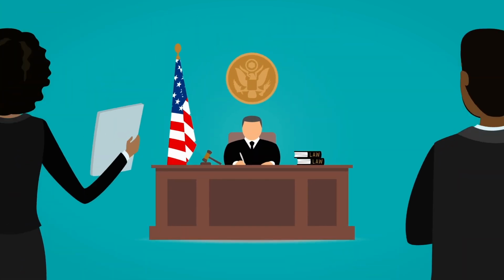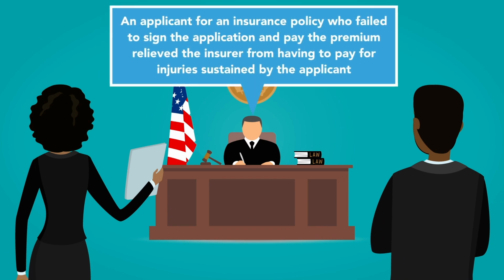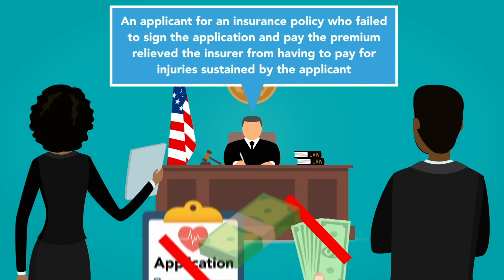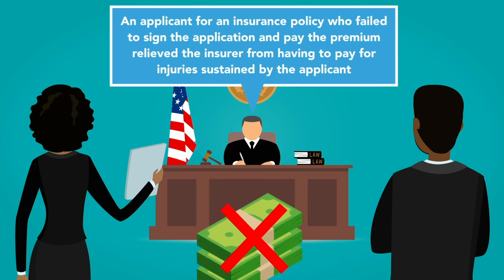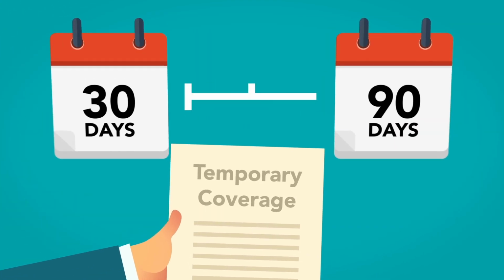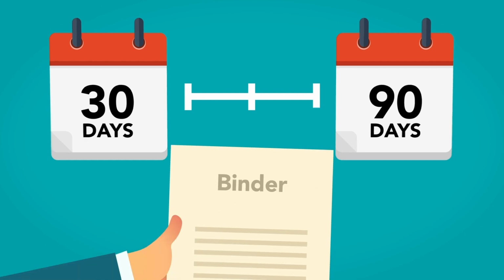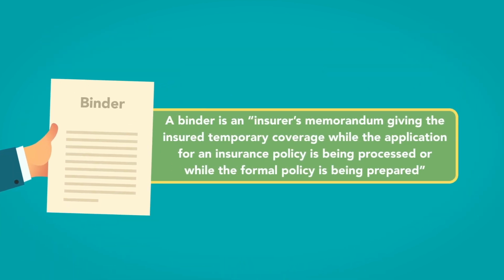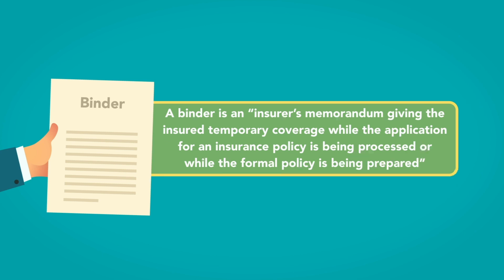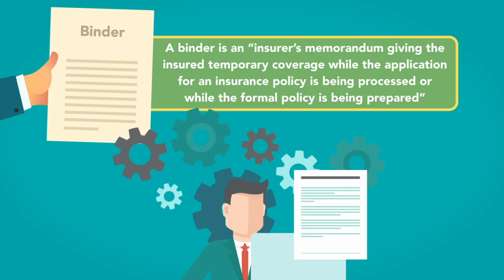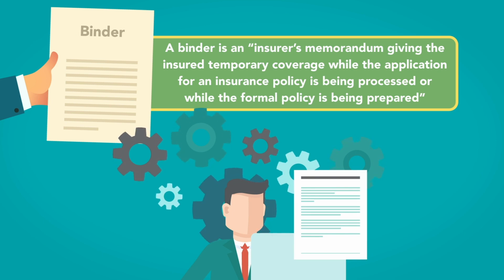For example, an Oklahoma appeals court held that an applicant for an insurance policy who failed to sign the application and pay the premium relieved the insurer from having to pay for injuries sustained by the applicant. An insurer may also provide temporary coverage, typically between 30 and 90 days, through a binder prior to issuing a policy. A binder is an insurer's memorandum, giving the insured temporary coverage while the application for an insurance policy is being processed, or while the formal policy is being prepared.